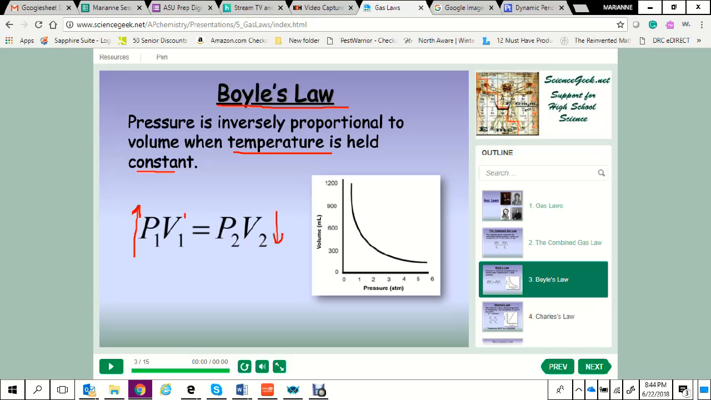If you think about a balloon and you add pressure by squeezing it, the volume of the balloon will get smaller. And if you increase the pressure, the volume of the balloon will get smaller until the pressure is so great that the balloon will break. So this is Boyle's law: P1 V1 equals P2 V2. And you use this equation when the temperature is held constant. So the temperature does not change.